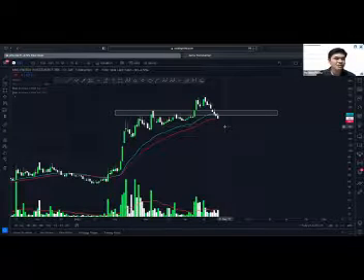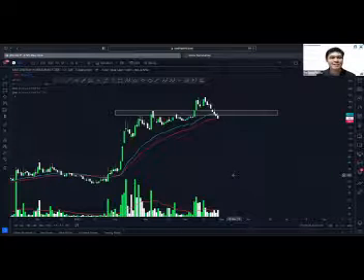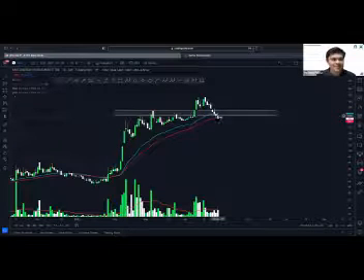It formed a bullish candle, but this bullish candle was very weak. Look at the body, man. This was a very weak body. This does not mean we're going to move up. This was a very weak body candle.